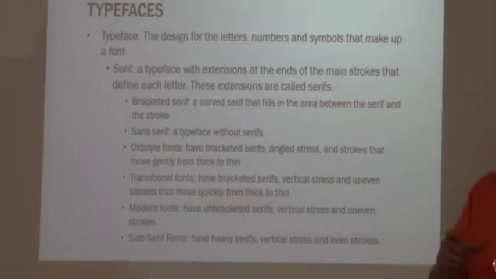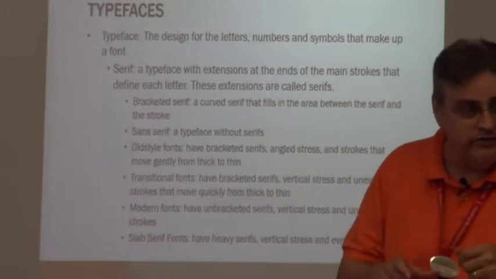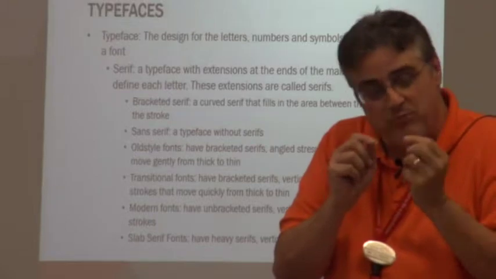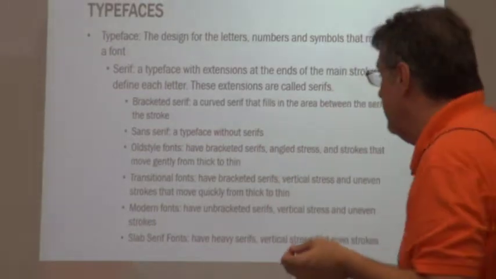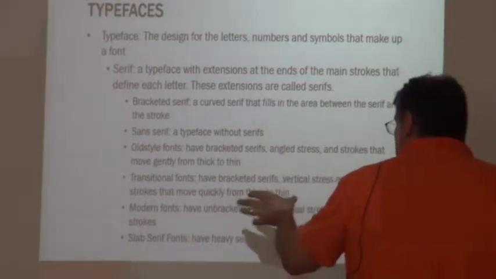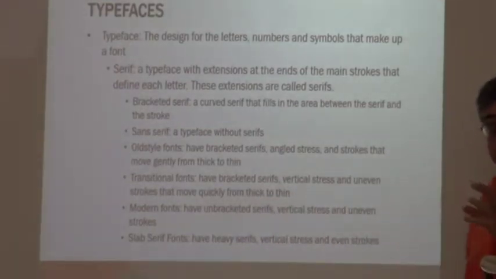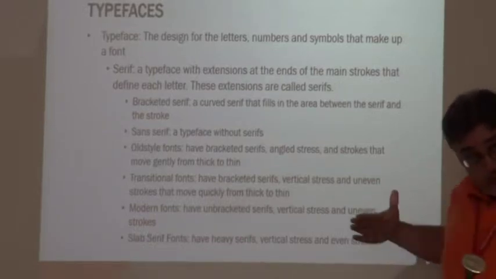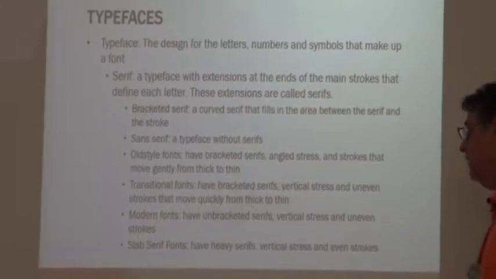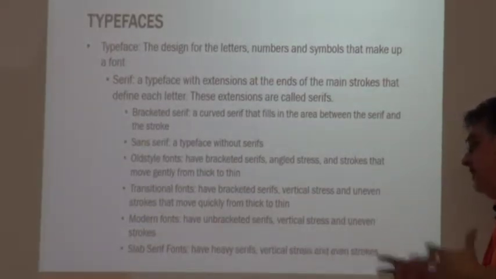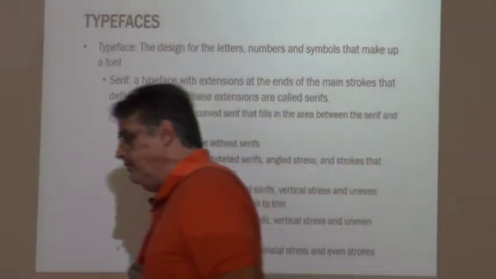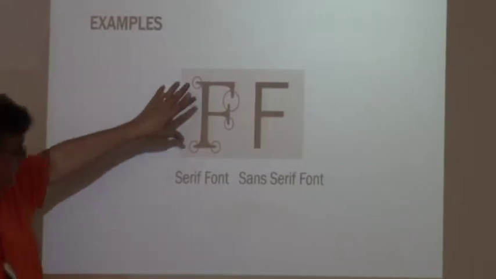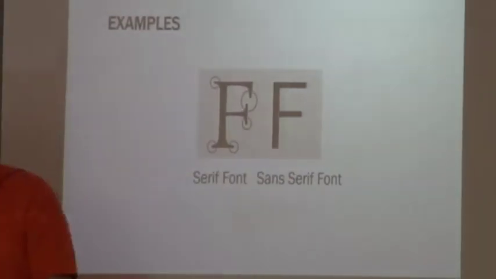Okay, because imagine old typographers having to hand-carve wooden letters. It would be very difficult to go from very thin to very thick. That's more of an Industrial Revolution type thing. Modern fonts would have dramatically changing strokes from thin to thick, or dramatically changing, slight and then all of a sudden widening real quick. And then slab serifs are very heavy, very thick serifs, very thick fonts. We know that this is a serif font. This is a sans serif font.